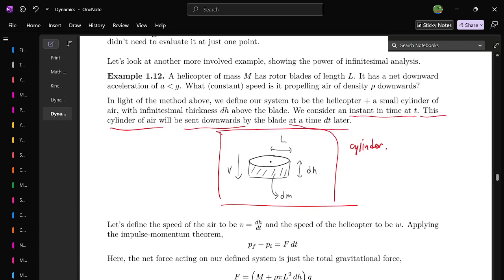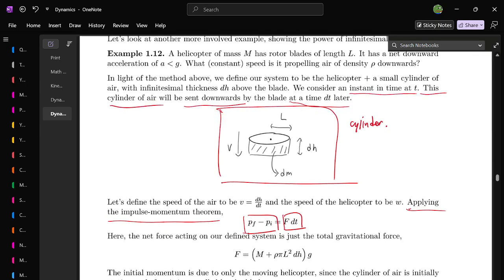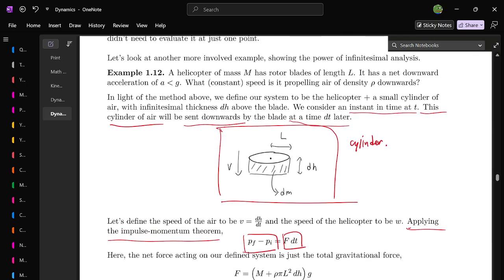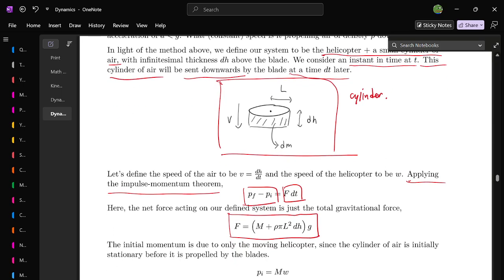So the first step is to apply the impulse momentum theorem. Well, your change in momentum here is just F dt. Nothing fancy about this. So now we start to ask ourselves, what is F? Well, F is the net force, and the net force on this system of the helicopter plus a small cylinder of air is just given by this. It's just the total gravitational force. Okay, so that's your F.